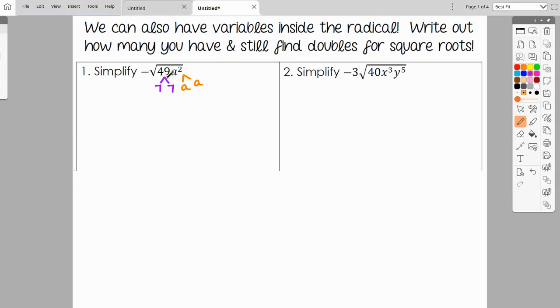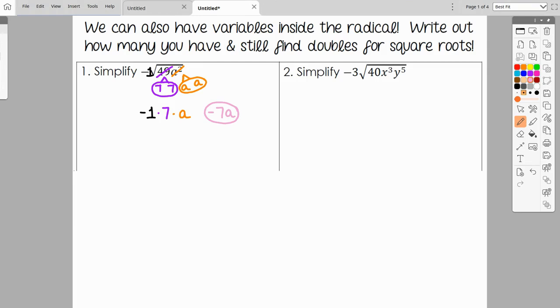As you can see, I can pair up the 7's and cross out the 49 since I simplified it. I can pair up the 2 a's I have and cross off the a squared I originally had. Remember, whatever I circle goes outside the radical with the negative. That's truly a -1. So I'll have -1 times the pair of 7's I took out times the pair of a's I took out. And then my final answer will be -7a. Nothing left in the radical because I paired everything to come out.